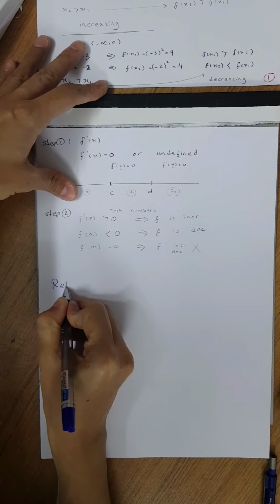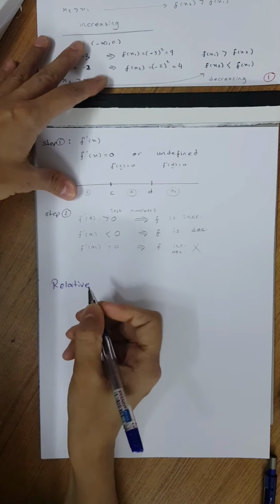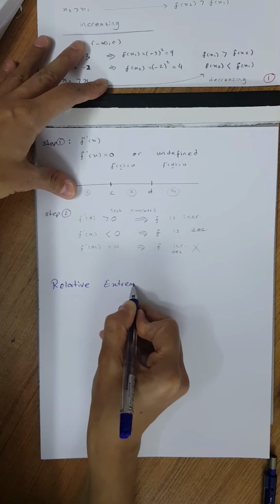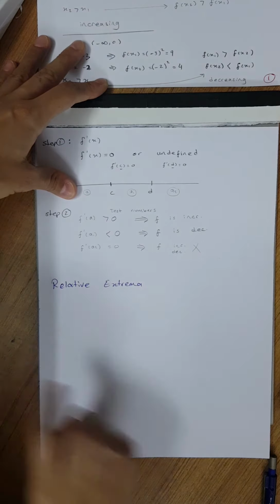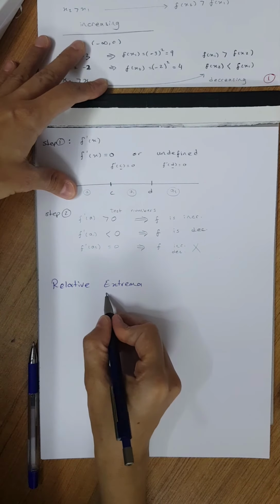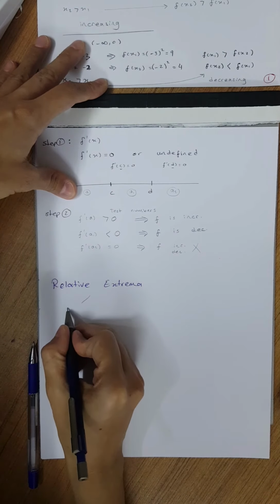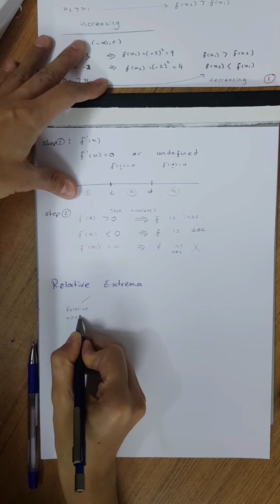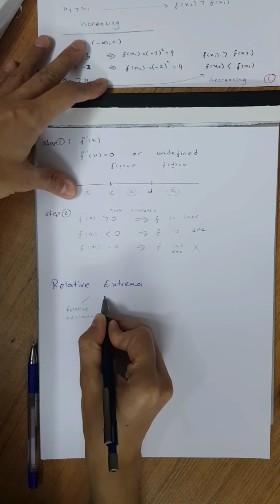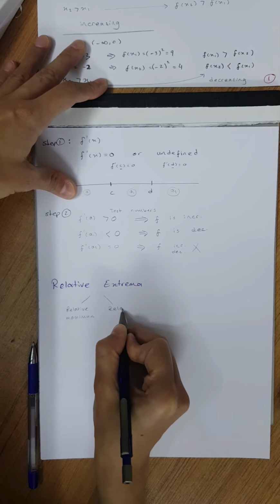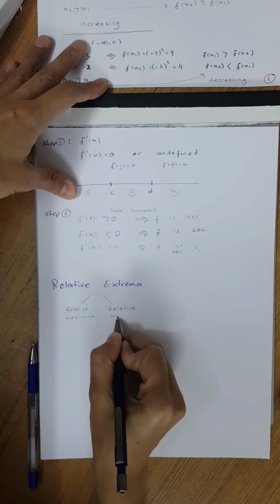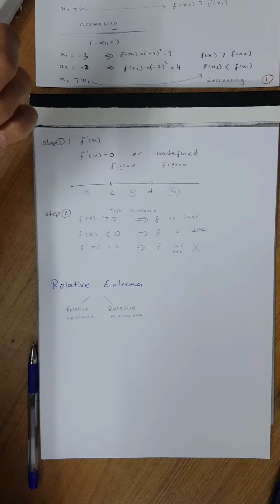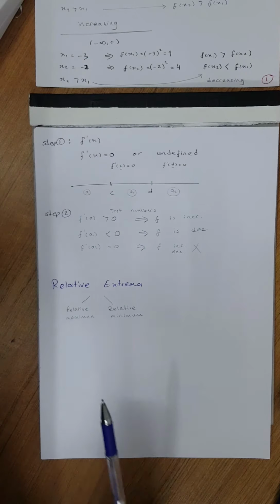The previous one was increasing and decreasing functions, and that one is relative extrema. What do we have in relative extrema? When I'm saying relative extrema, it includes relative maximum and relative minimum. So relative extrema is both of them, relative maximum and relative minimum.